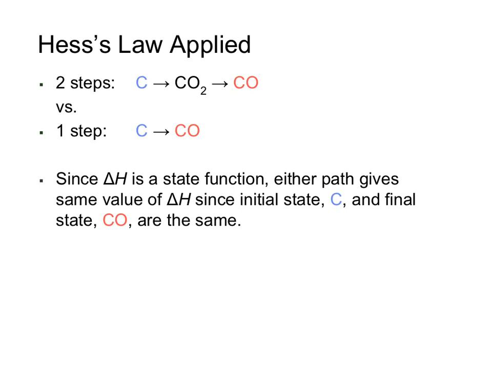When we're looking at Hess's law, we have to keep in mind that delta H is a state function, which means that it doesn't matter what pathway we take to get there, as long as our products and reactants are the same, then the delta H will be the same. What this means is that if we can find a way to calculate the energy in this pathway, going from carbon to carbon dioxide to carbon monoxide, it will equal the energy of going directly from carbon to carbon monoxide.